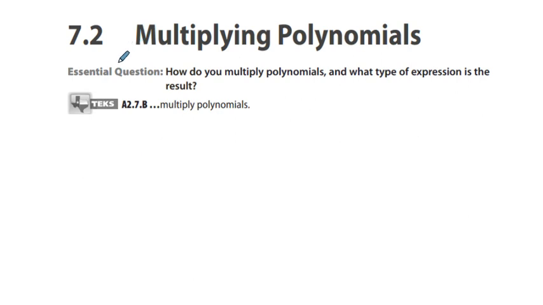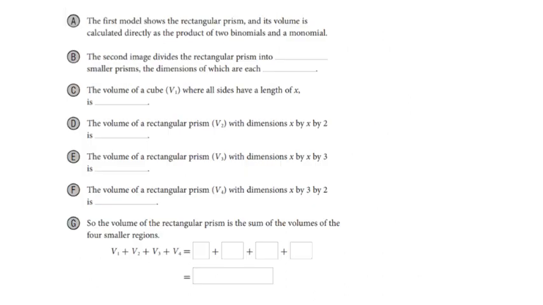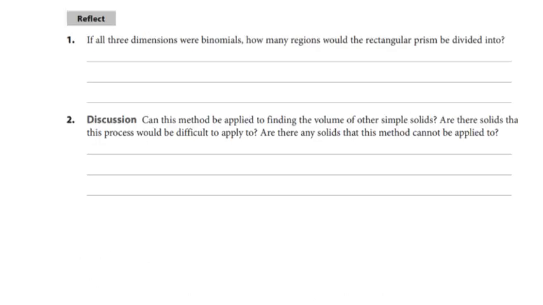Algebra Chapter 7.2, Multiplying Polynomials. Essential question: how do you multiply polynomials and what type of expression is the result? And then we give them an example here of a volume, multiplying a length times width times height. And then I'm just going to go to the examples of how to do it.